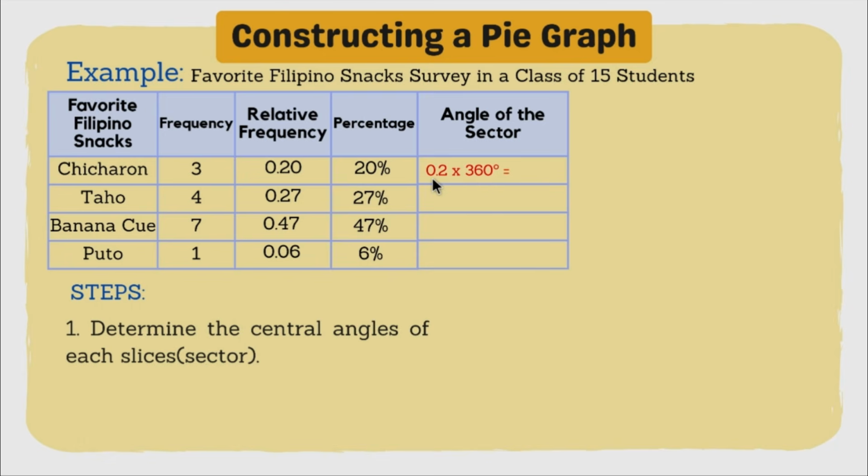Therefore, if we multiply 0.2 or 0.20 times 360, we will get 72 degrees. Yun po yung angle ng 20%. Next one, we have here 0.27. Multiply lang natin ulit sa 360. We will get 97.2 degrees. And then followed by 0.47 times 360, 169.2 degrees. And then we have 0.06 times 360, we will get 21.6 degrees.